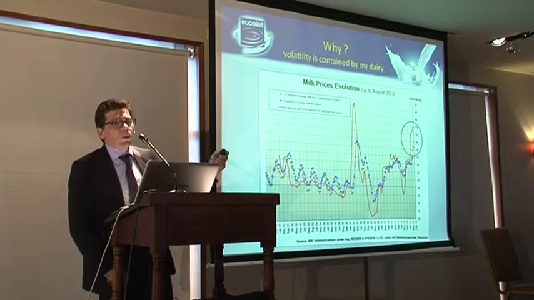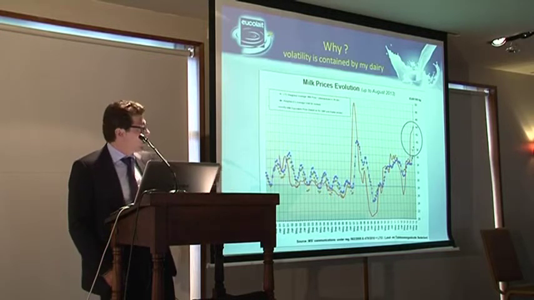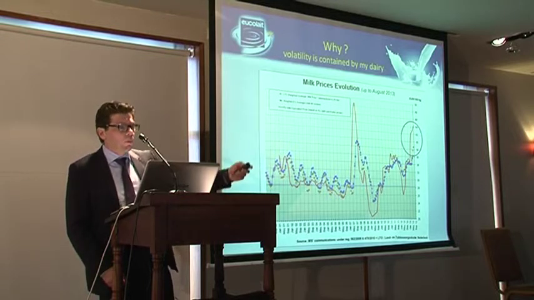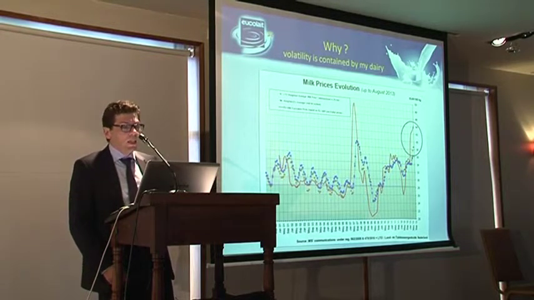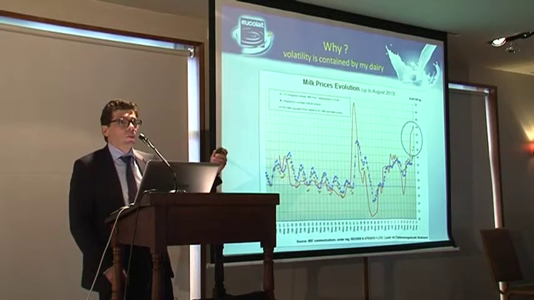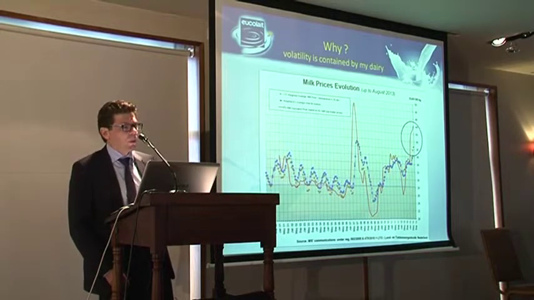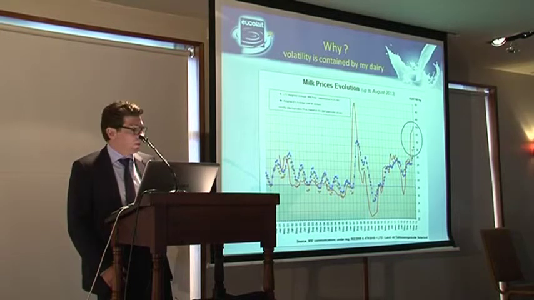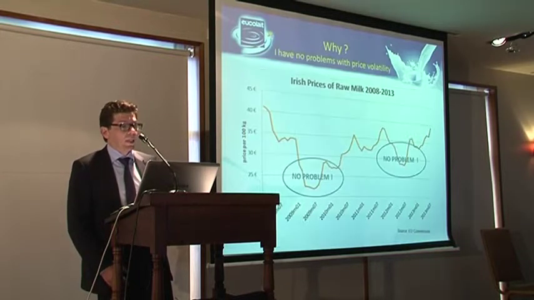Now, there could also be other, more noble reasons why you are giving a better price, because you've anticipated, you've been able to forward sell. So there are a lot of reasons that lead to the fact that the milk price paid is not fully reflective of what the market dictates in terms of commodities. But this is the reality. And you can look at that critically and say, in such a reality, I have no issues with volatility. I don't need to tackle it.